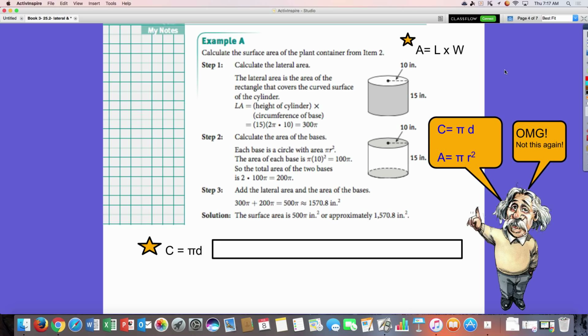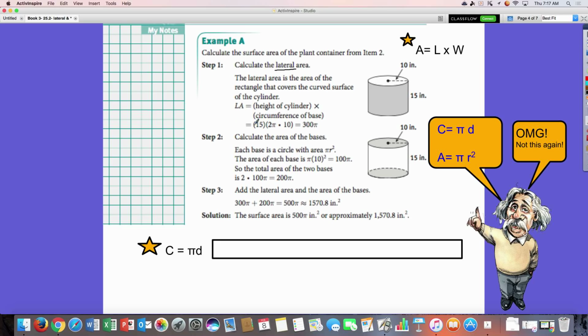All right, here's a good example. Calculate the surface area of the plant container from item 2. Calculate the lateral area. Well, we know because we know the difference in those. Lateral area is just this gray part, right? So first we have to do that. And we're going to need both formulas because when we do the base, we're going to need the area of a circle formula. But let's just do the lateral area first. Okay, we know that circumference is pi d. Put a star by that.